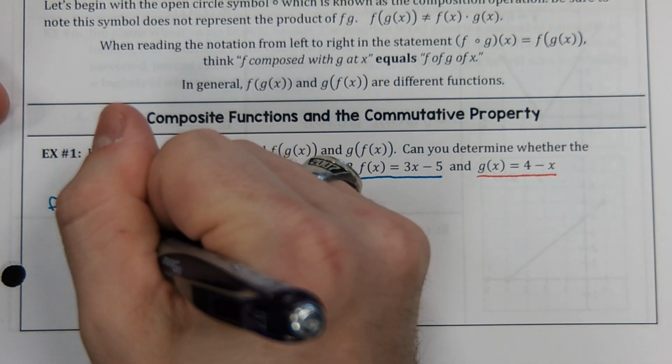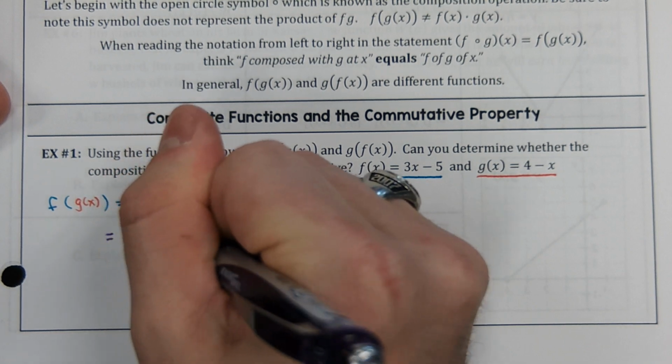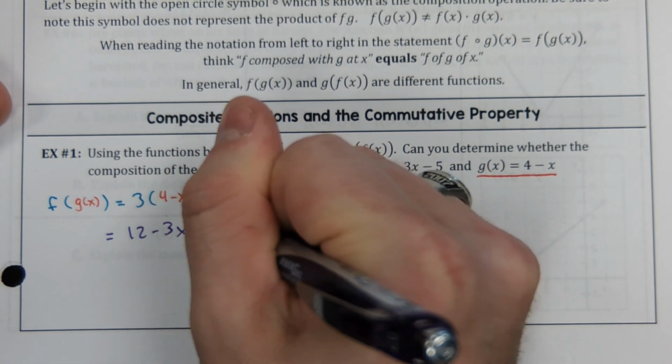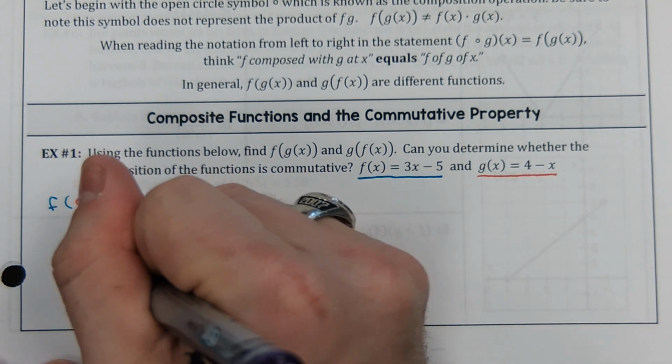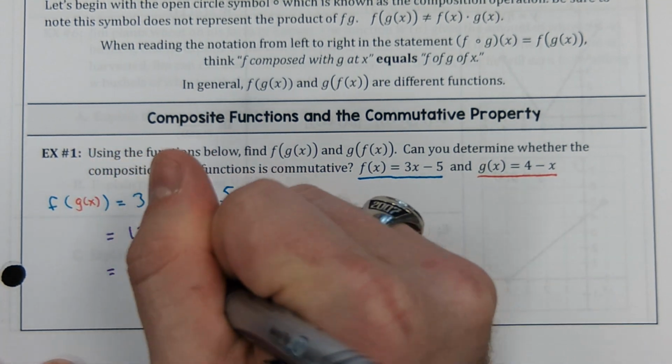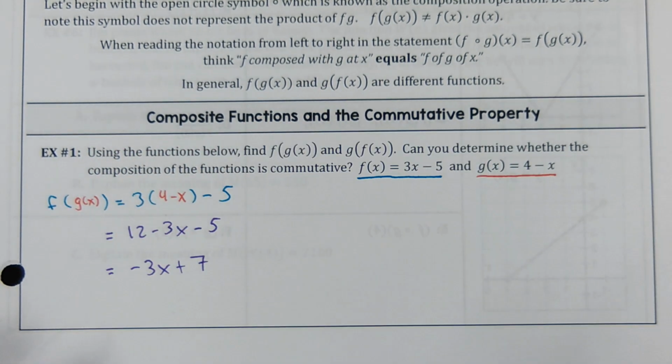Distributing the 3 is going to give me 12 minus 3x, and there's still this minus 5x hanging out at the end. So f of g of x will clean up to negative 3x plus 7.